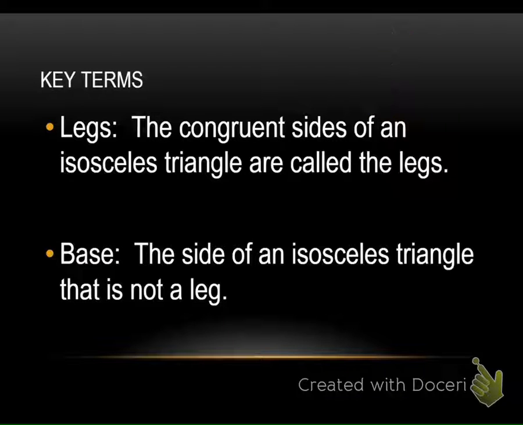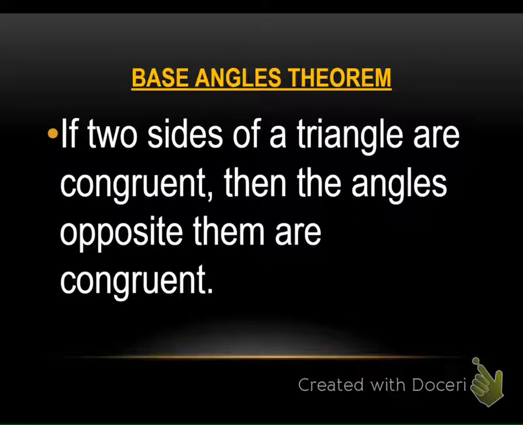Okay, then we have our first theorem, the base angles theorem. So this says if 2 sides of a triangle are congruent, then the angles opposite of them are congruent. So you know if we have 2 angles that are congruent, I'm going to call those this angle here and this angle here, then you know the sides opposite of them have to be congruent. So same measure.